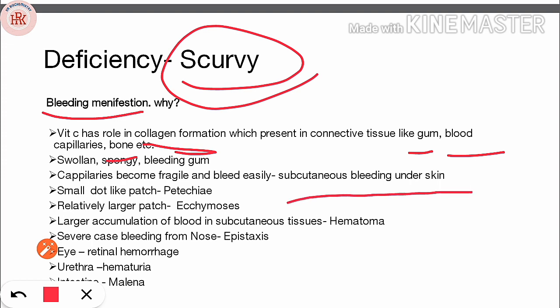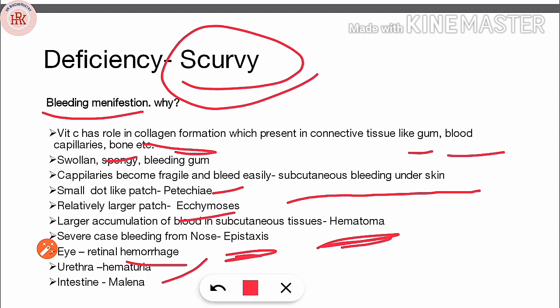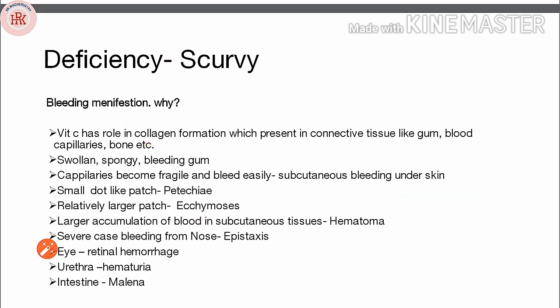So there is subcutaneous bleeding under the skin. Small dot-like patches are also there. This is called petechiae. Relatively larger patches are called ecchymosis, and larger accumulation of blood in subcutaneous tissue leads to formation of hematoma. Severe bleeding from the nose is known as epistaxis. Retinal bleeding can also occur, and hematuria can also occur. What is hematuria? It is blood in the urine, and there is also melena, blood in the stool. So these all are the bleeding manifestations of vitamin C deficiency. So what are the bleeding manifestations? Bleeding gum, petechiae, ecchymosis, subcutaneous bleeding, hematoma, epistaxis, hematuria, melena.